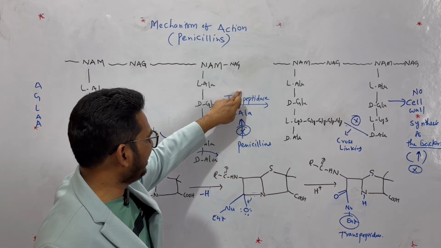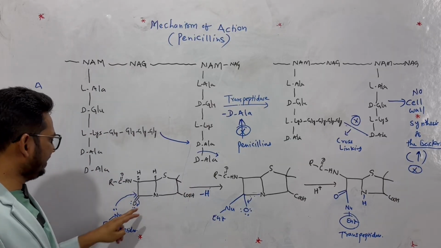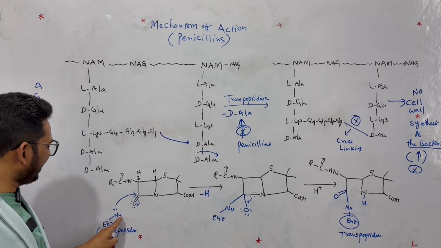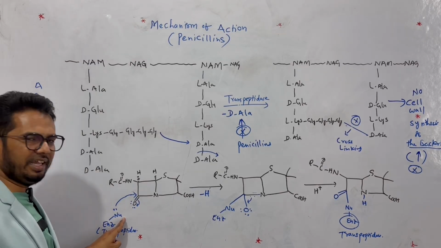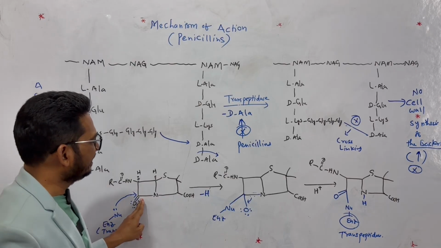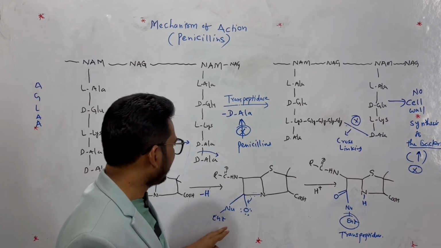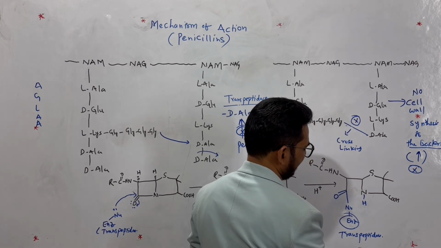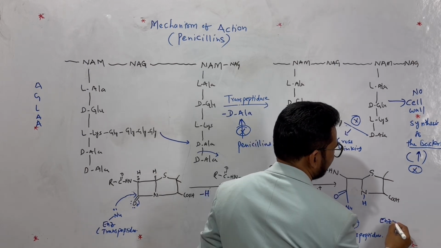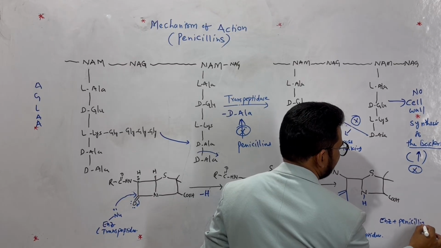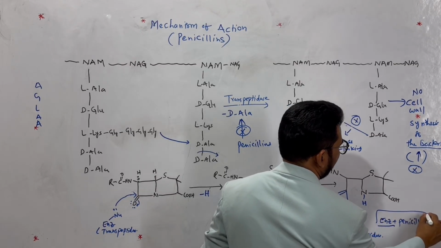Which one is going to bind? Penicillin is going to bind with transpeptidase. See, penicillin binding with transpeptidase. Why transpeptidase? It has the nucleophilic group. That's why it will attack this. Then it will form the complex of the enzyme and penicillin. Complex of what? Enzyme plus penicillin. Which enzyme? Transpeptidase.